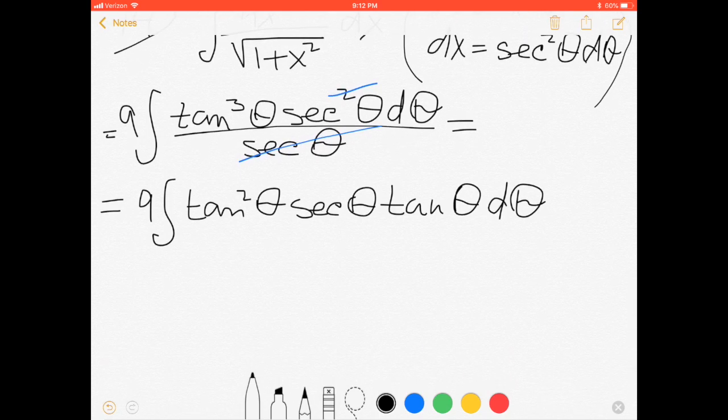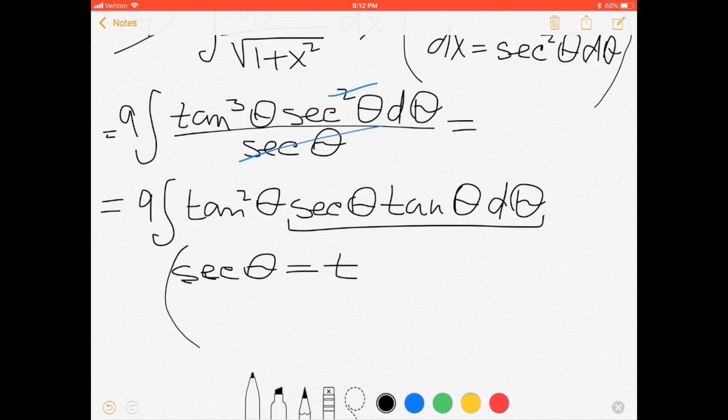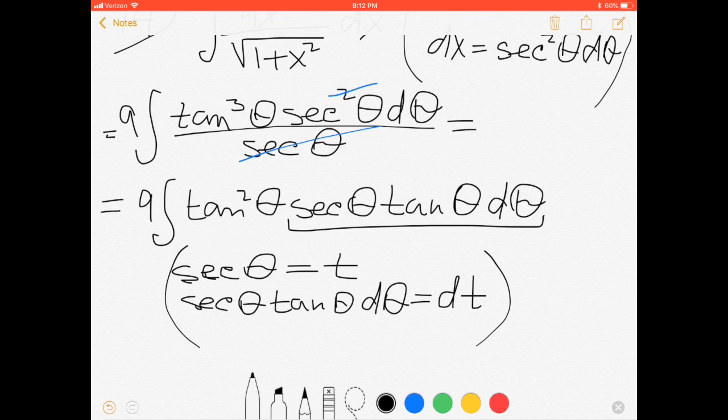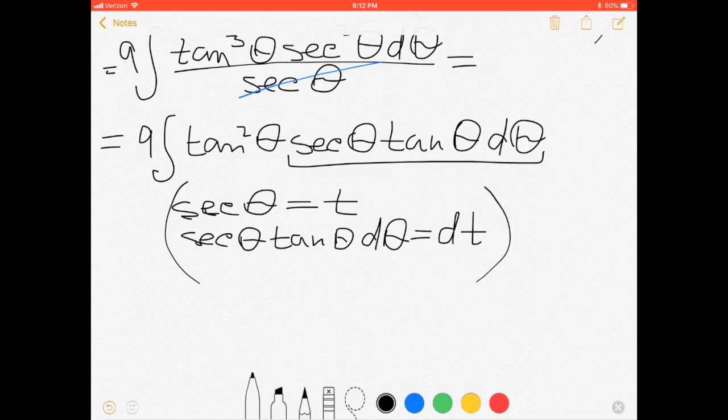Now, what are we doing? This one is the derivative of secant. This means I use secant theta equals, for example, t. Then secant theta, tangent theta, d theta will be dt, and we use the trigonometric identity tangent squared is secant squared minus 1. We have 9 integral of t squared minus 1 dt.